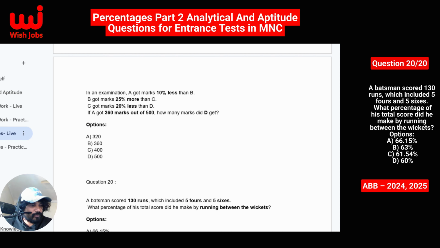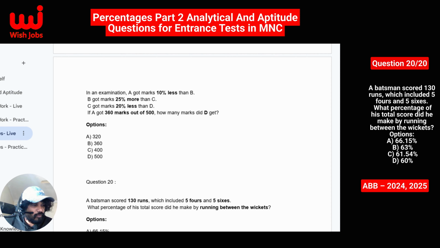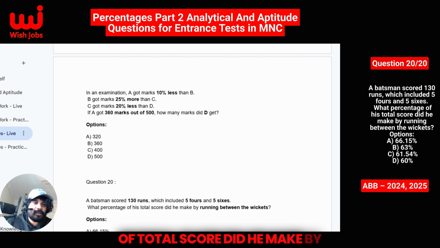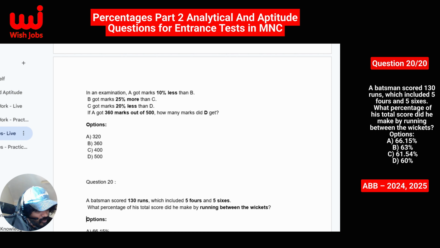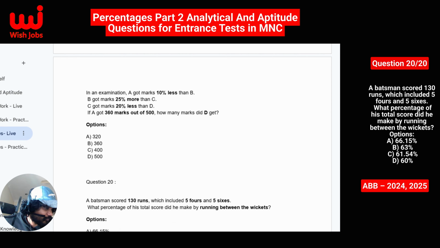A batsman scored 130 runs, 5 fours and 5 sixes. What percentage of his total score did he make by running between the wickets? Running between the wickets. Okay. I hope you understand the question.